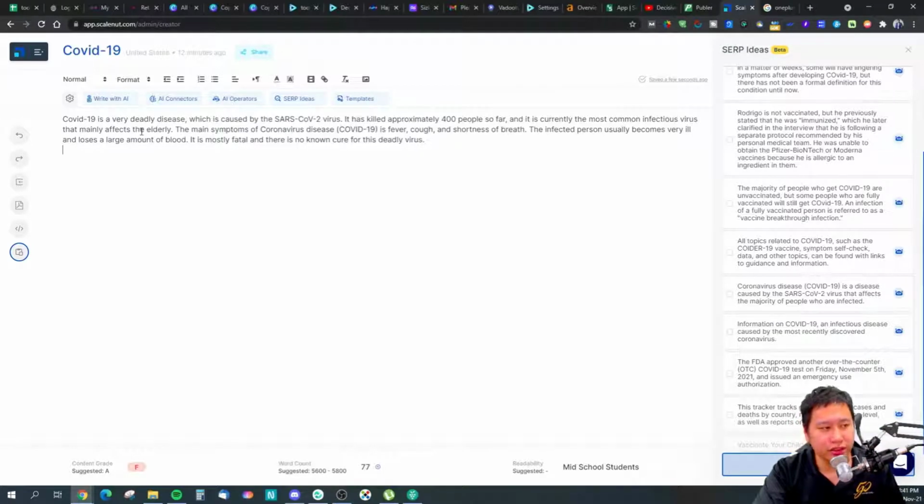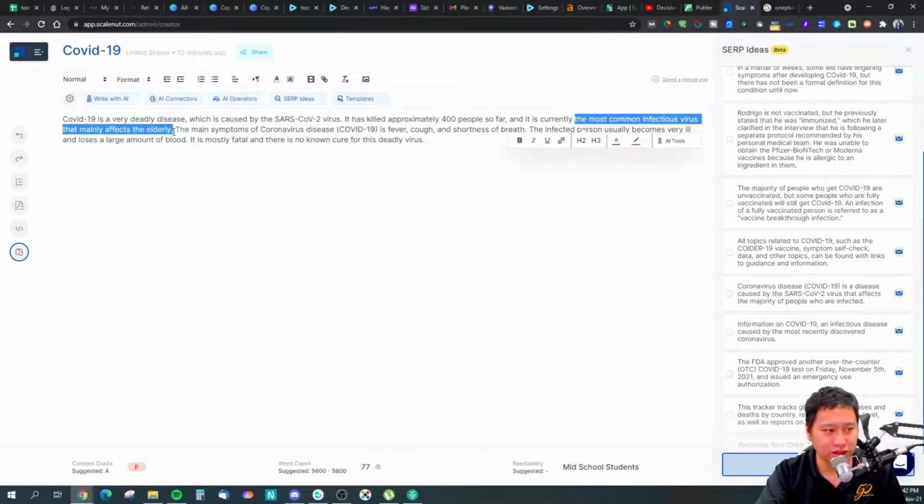COVID-19 is a very deadly disease which is caused by the SARS-CoV-2 virus. So this is accurate, we all know that this is accurate. It has killed approximately 400 people so far, and it is currently the most common infectious virus that mainly affects the elderly. Of course, this data is not correct anymore, but is it the most common infectious virus? I'm not sure about this. It could be, because we are still currently having the pandemic ongoing as of now when I'm recording this video. So the main symptoms of coronavirus disease are fever, cough, shortness of breath.